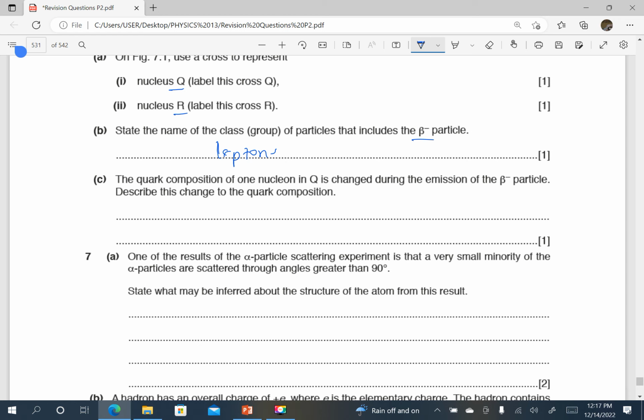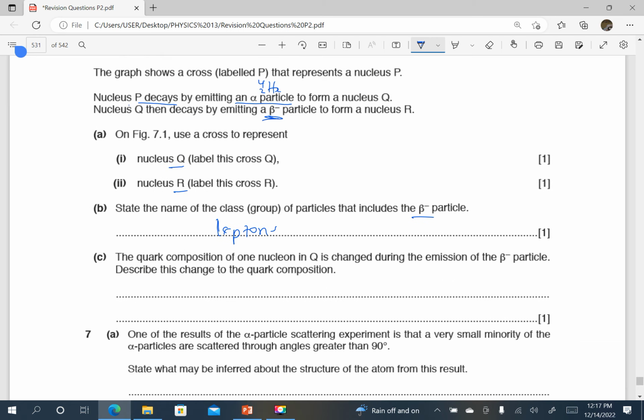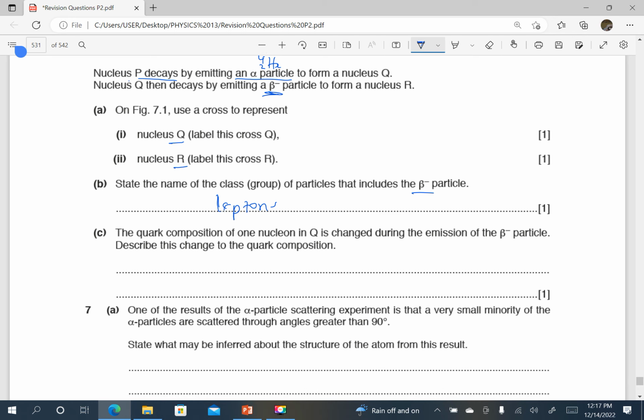The quark composition of one nucleon in Q is changed during the emission of a beta minus particle. Describe the change to the quark composition. So we are emitting beta minus. That is a neutron changing into a proton. You can always check to see that there is balance, because beta minus on the right will make the total proton number to be 0, just like it is on the left. So it is a neutron changing into a proton.